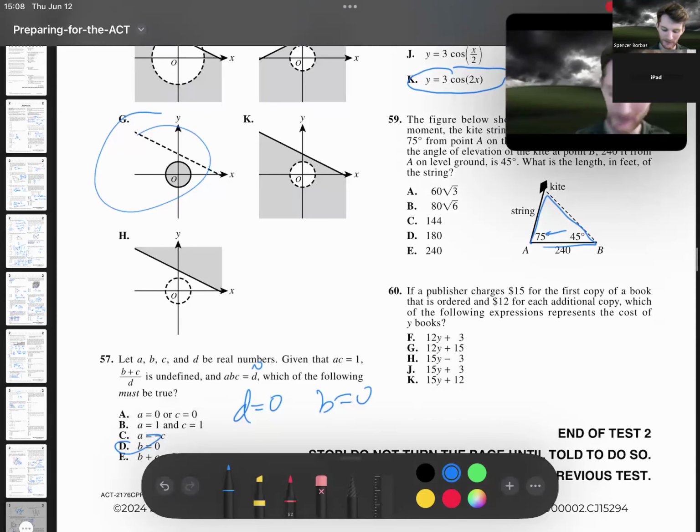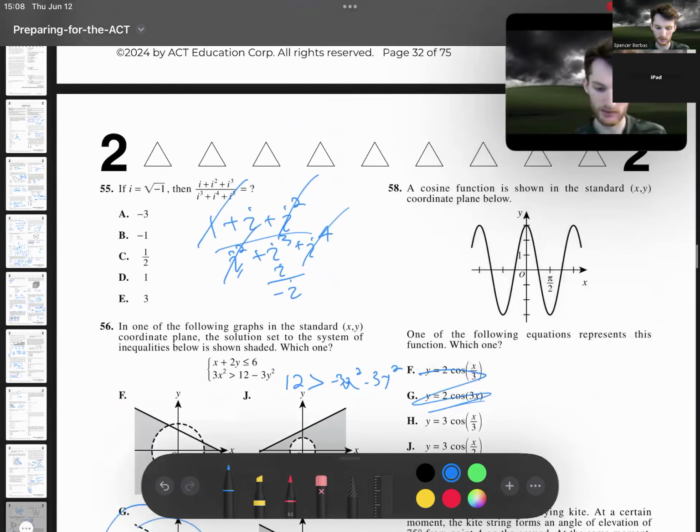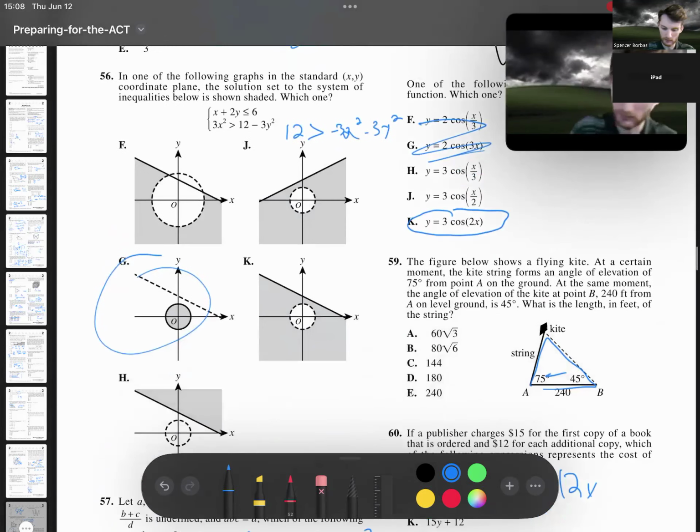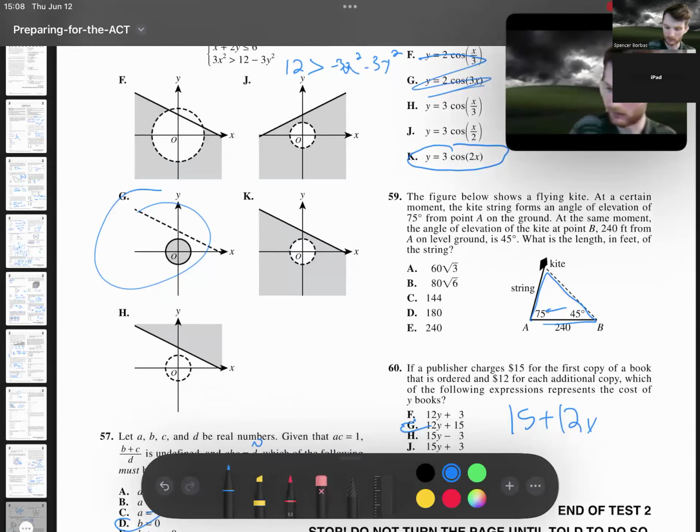All right. A publisher charges 15 for the first copy of a book that's ordered. Oh, that is my pen. I almost just wrote with pen on my thing. Okay, this looks right. 60 is G. I skipped a question. 58, 59. Right. I skipped 59.